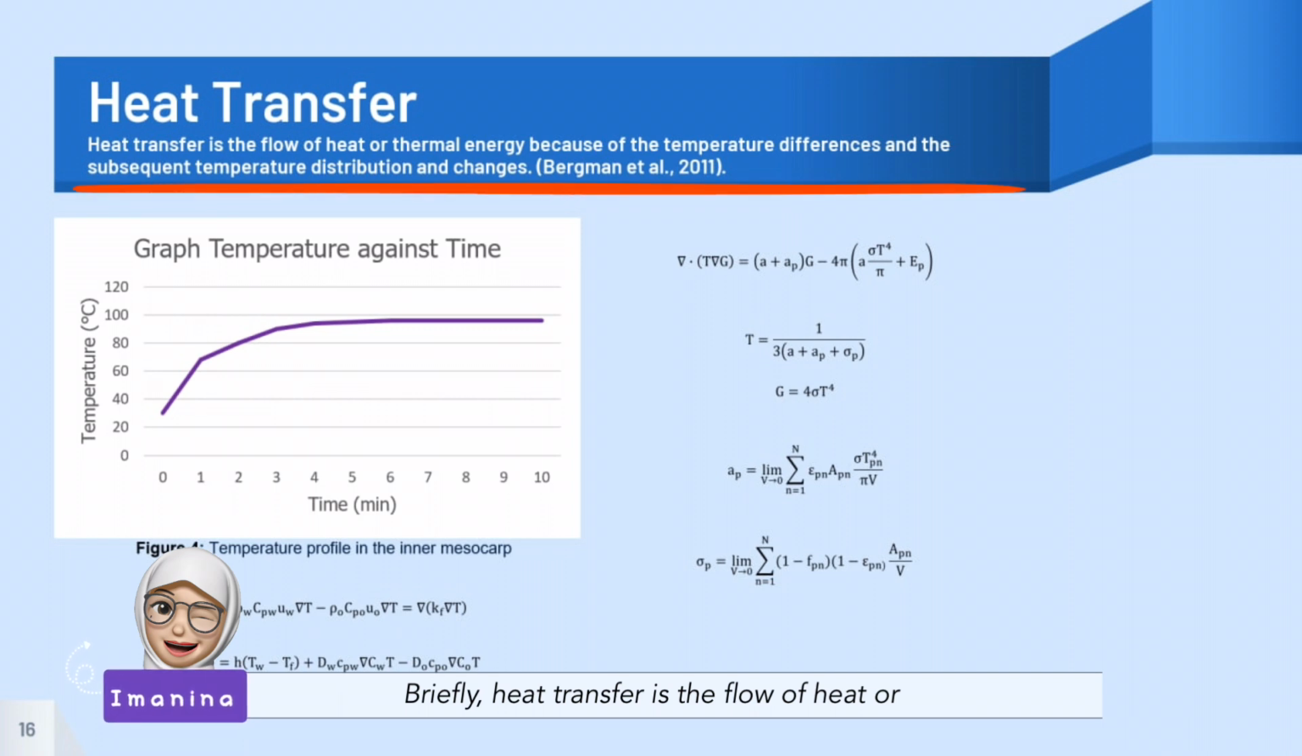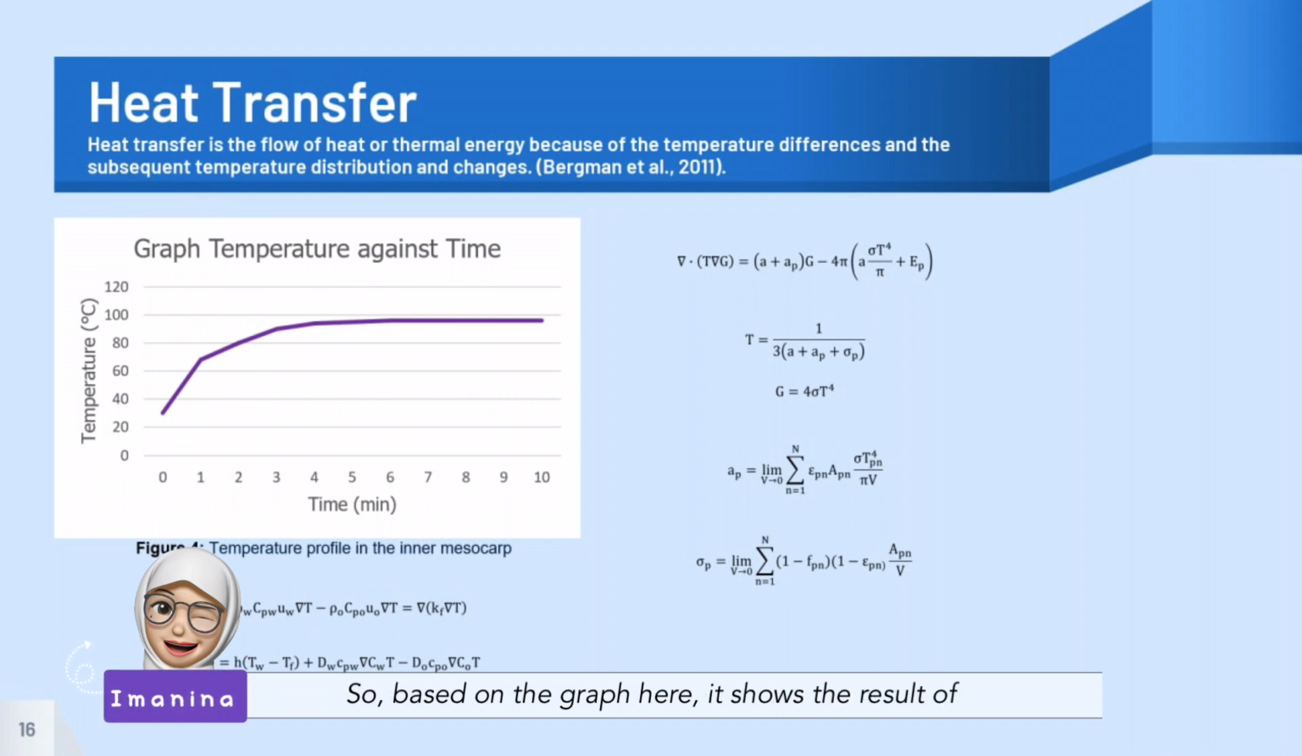Briefly, heat transfer is the flow of heat or thermal energy due to the temperature difference. It can happen either by convection, conduction, or radiation. But in the production of palm oil, based on the research conducted by Yunus et al. 2015, heat transfer occurred where convection is from water to mesocarp, meanwhile conduction happens within the mesocarp. Basically, heat transfer occurred throughout the mesocarp, shell and kernel of the oil palm fruit.